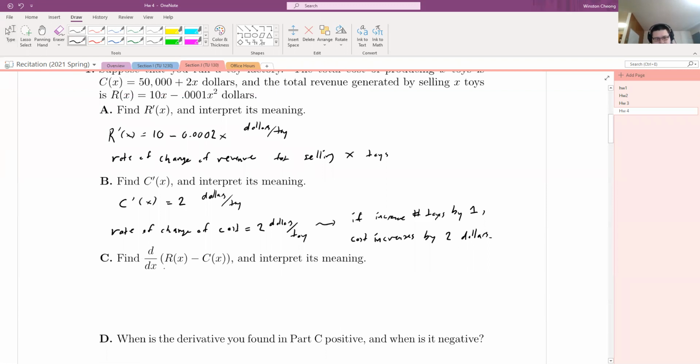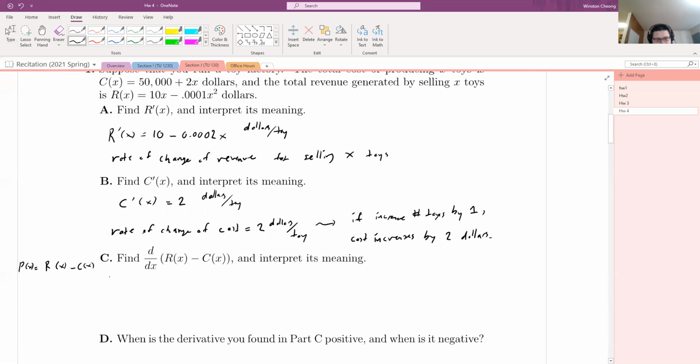C, well, it's doing revenue minus cost. So what you should know about quantities like this is that we normally assign this a name. We call this the profit. So this is the profit of the situation, and we're asked to take the derivative of it.